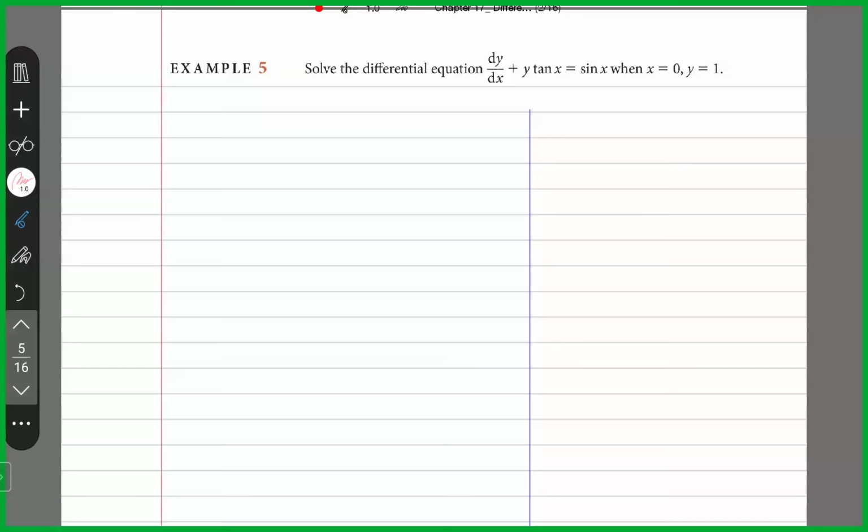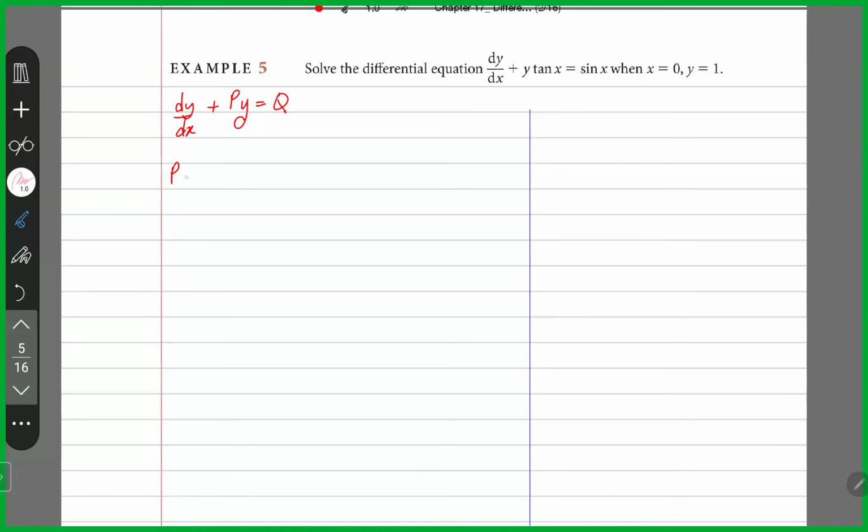All right, so example 5 says, solve the differential equation dy by dx plus y tan x is equal to sine x, when x is 0, y is 1. All right, first of all, it is already of the form dy by dx plus py is equal to q.